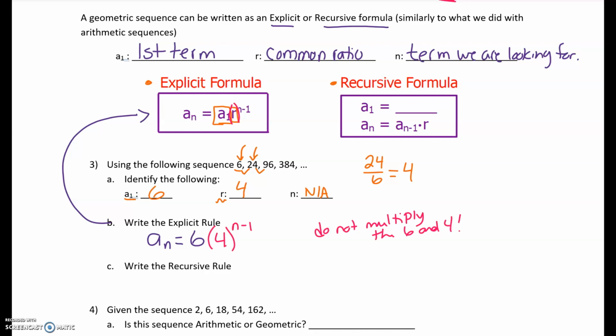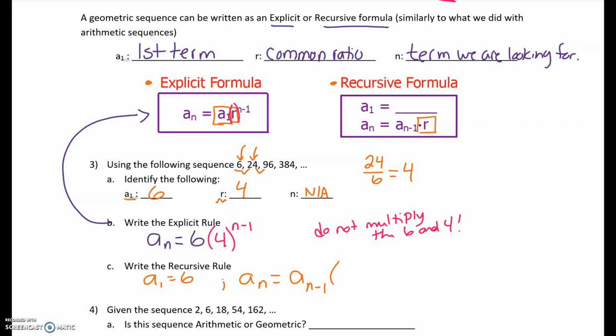Okay? Now let's go and look at the recursive. So the recursive says we're going to state what the first term is. So A sub 1 is 6. Then the second part of that, the only piece that we fill in is the R. So A sub n equals A sub n minus 1. Remember that that just means the term before, the previous term.